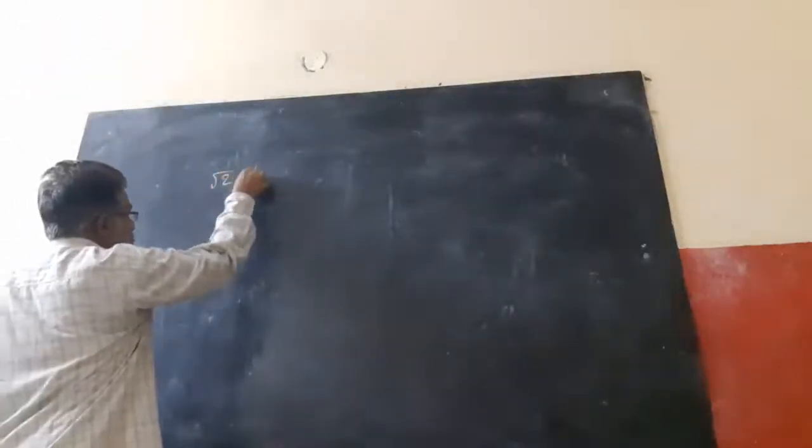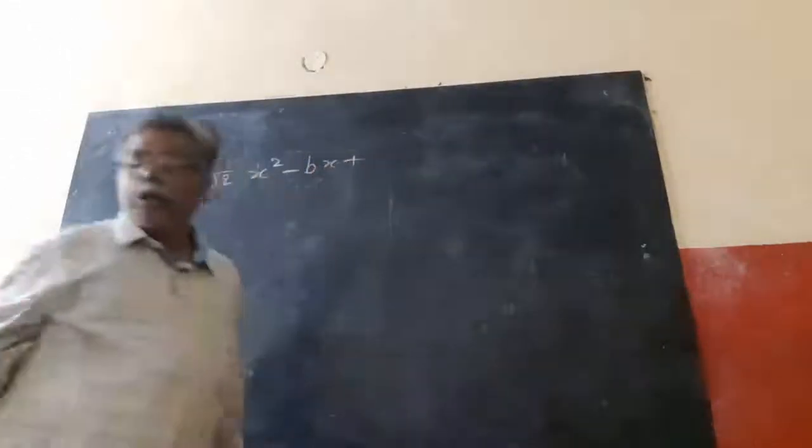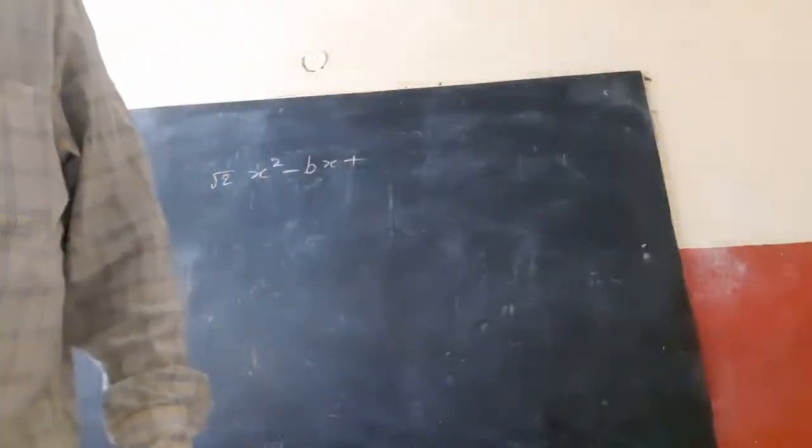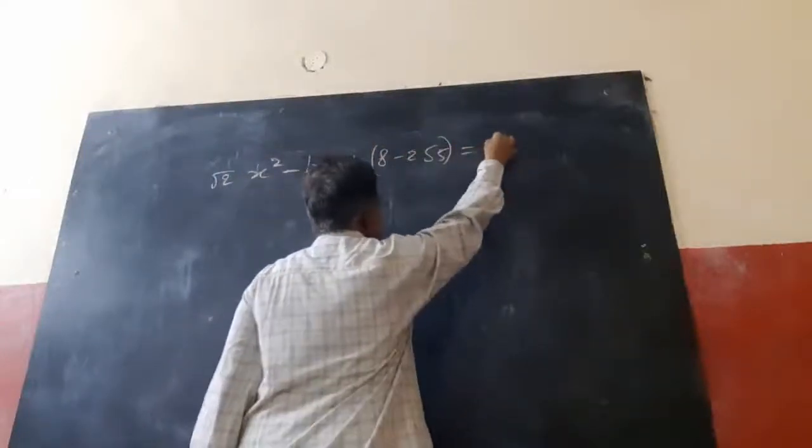Next question. If the harmonic mean of the roots of root 2 x square minus bx plus 8 minus 2 root 5 equal to 0 is 4, then the value of b equals?